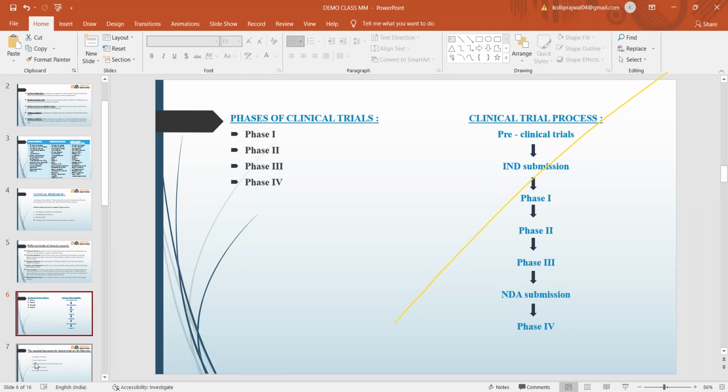After collecting the data from preclinical trials, we are going to see whether the drug is safe to be used in humans or not. If it is safe, we will conduct the experiment of the drug on humans. If it is not, we are going to drop that drug. So the first stage in the clinical trial process is preclinical trials. In that, we are going to conduct experiments on animals.